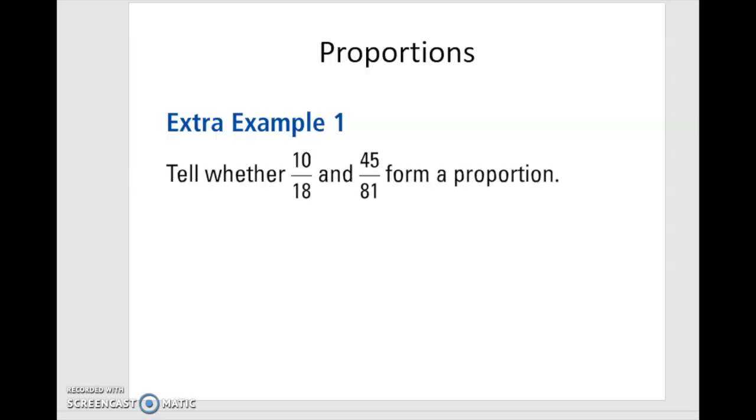Today we're going to look at what happens when we have two ratios that are equal to each other. When that happens, that is something that we call a proportion. We looked at ratios and we talked about unit rates and ratios being a comparison of two numbers. What we're going to do is look at two ratios and decide whether those two ratios form a proportion. When we say form a proportion, that just means that the two ratios are equal to each other or proportional.